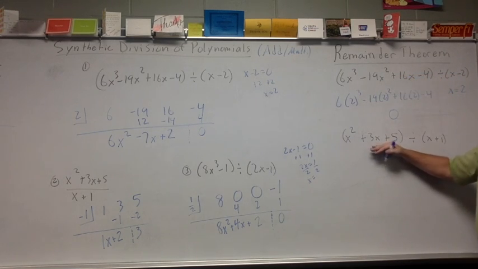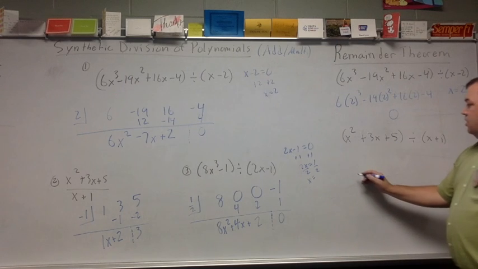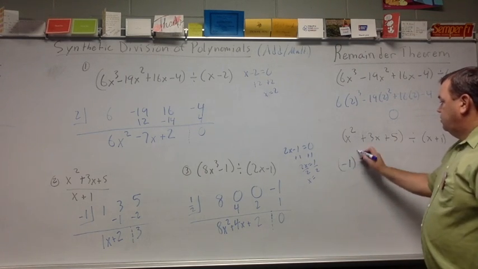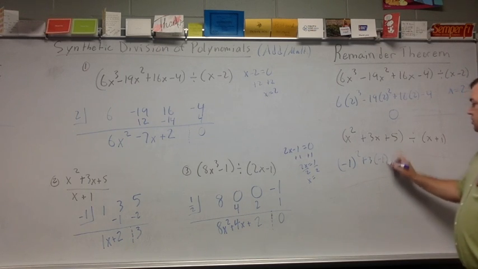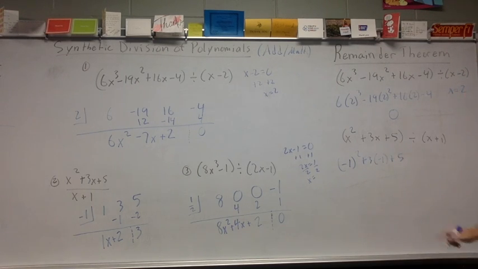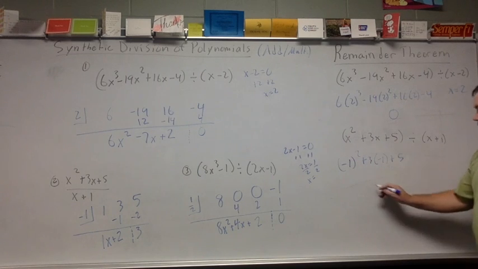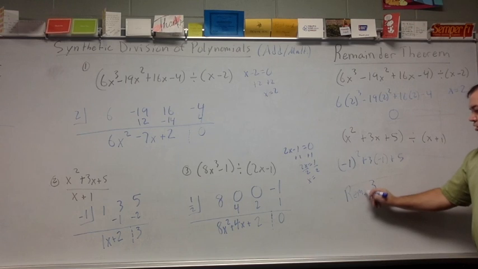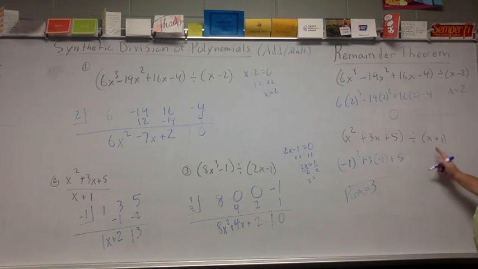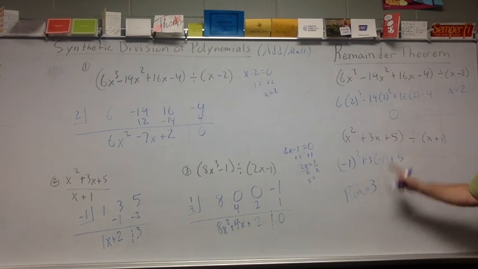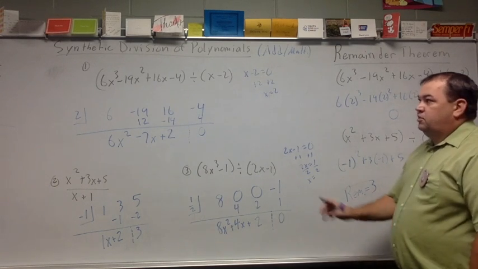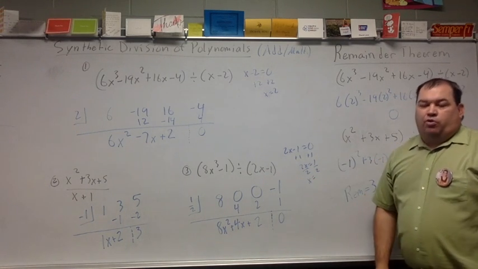Let's look at the one that didn't work. If I plug in a -1 everywhere I see an x, and I add this up, I get 3. That's the remainder. That tells me that this factor does not work because I had a remainder. Same remainder I would have gotten doing synthetic division or earlier with long division.